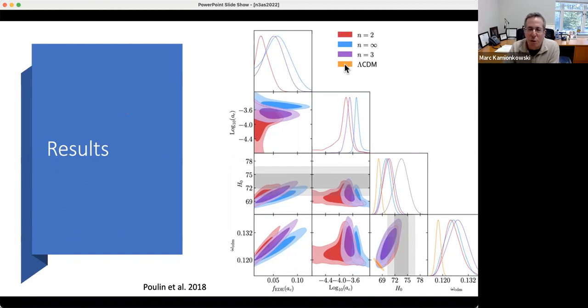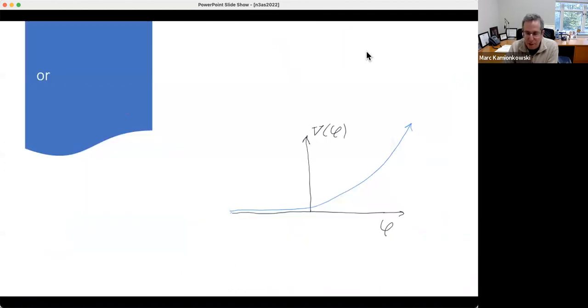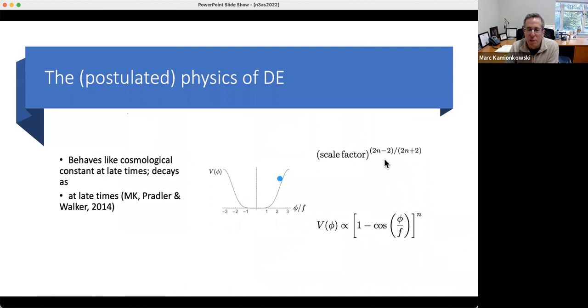And I want you to first look at this tiny little yellow ellipse over here. This is what happens in the standard cosmological model. So here we reproduced the standard result that the CMB gives you a value of the Hubble constant around 68 in the standard cosmological model. And then these are 3 different early dark energy models, where the n is the power law index over here.